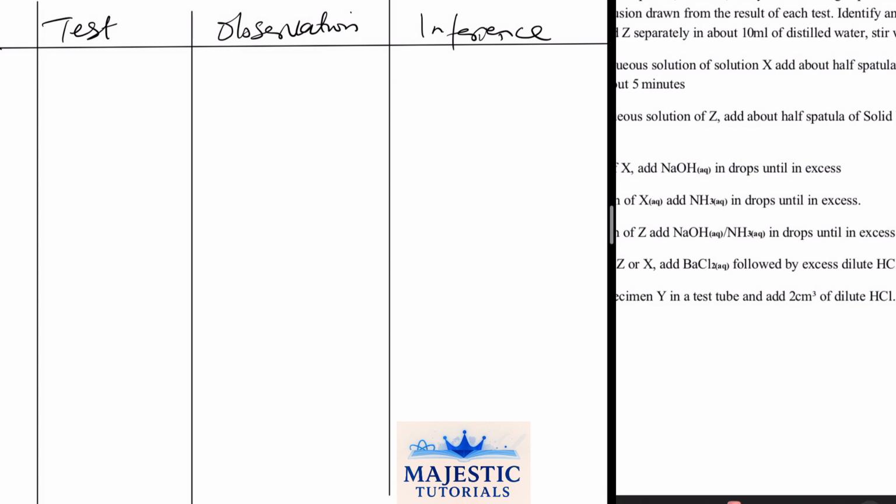The test is going to be whatever portion of X, you just say X aqueous plus barium chloride aqueous, we don't have in excess or drops here, plus dilute HCl aqueous.